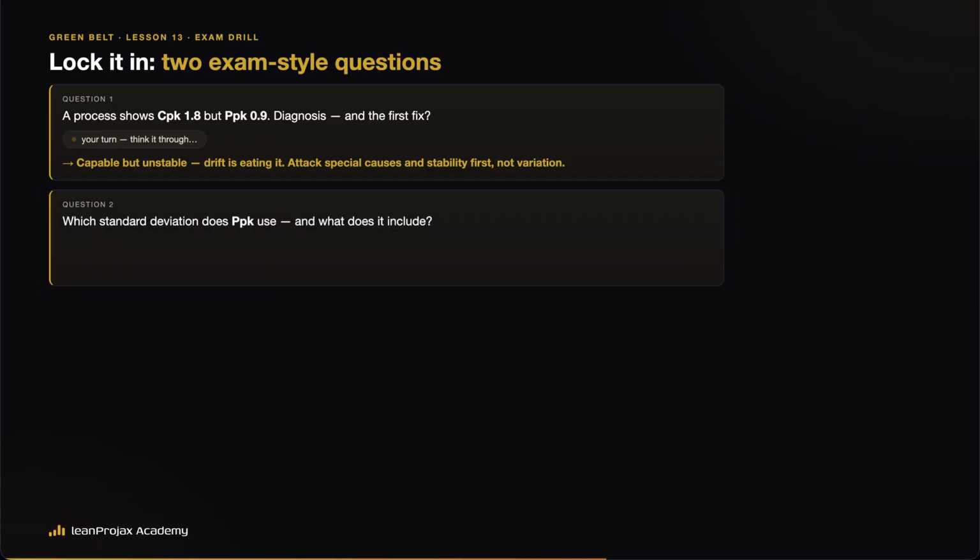Question 2. Which standard deviation does PPK use, and what does it include? Take a few seconds. The overall sample standard deviation, including every drift, shift effect, and special cause in the data. 4 numbers, 2 sigmas, 1 story. Within is potential, overall is history.